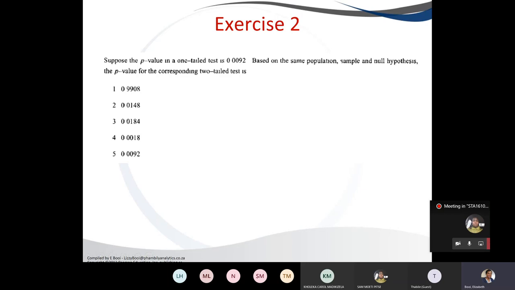Suppose that the p-value in a one-tailed test is 0.092. Based on the same population, the sample, and the null hypothesis, the p-value for the corresponding two-tailed test will be. So if they give us that value, and they tell us that is a one-tailed, for a two-tailed test, the p-value will be equal to 0.092 multiplied by 2, which will give us 0.184. And that would have been the correct answer.